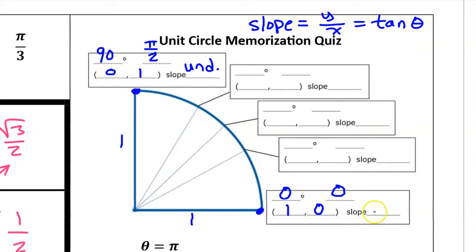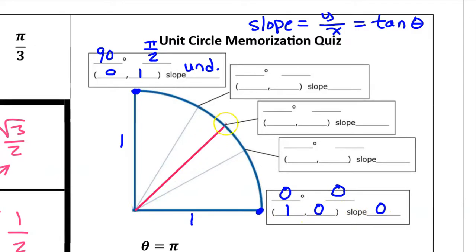The slope is 0. You can either get that because this is a horizontal line, and we know that all horizontal lines have a slope of 0. Or you can do the formula y over x, same as tangent. Y over x would be 0 divided by 1, which is 0.